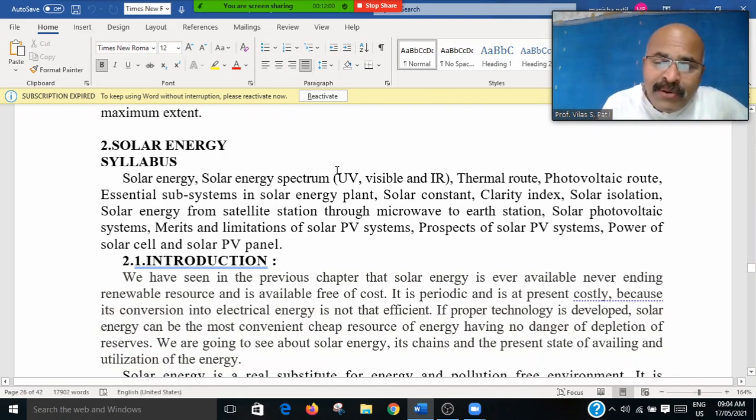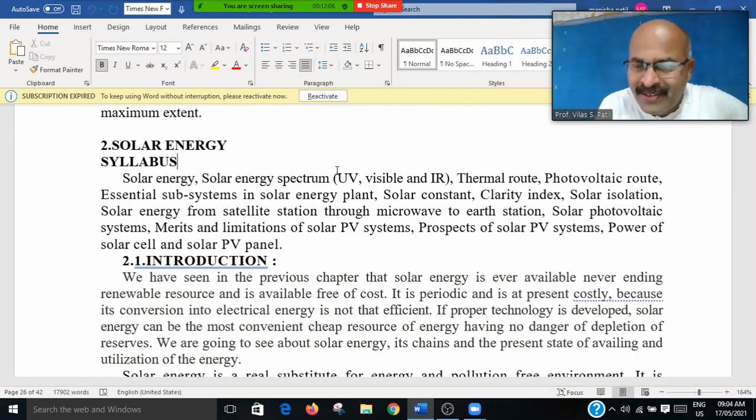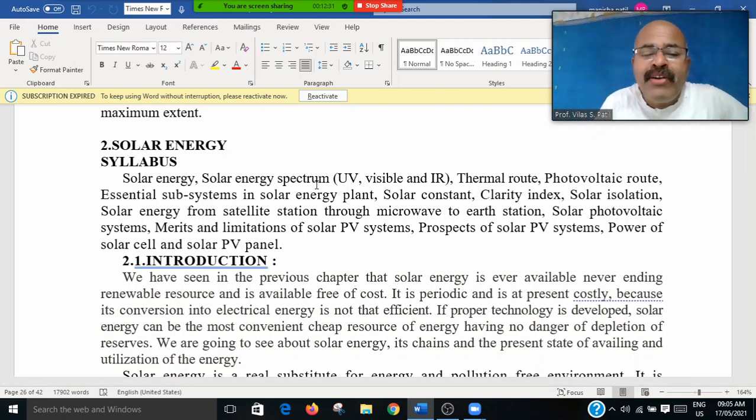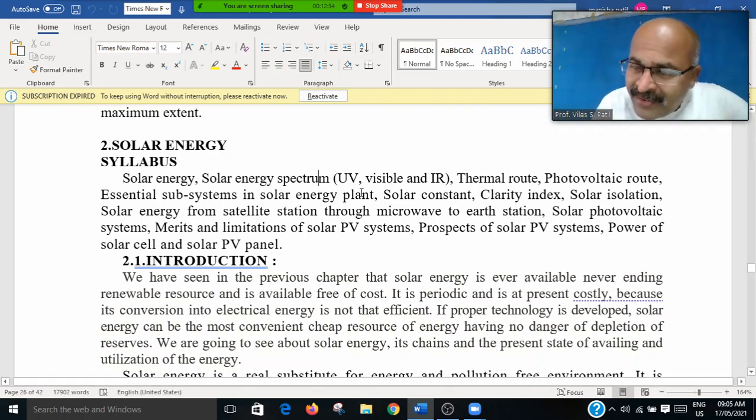That part is visible, but we know that there are some rays which are invisible, whose wavelength is greater than 7,000 Angstrom units, or 7,000 into 10 raised to minus 8 centimeter. The rays beyond the visible range include the ultraviolet rays, which can produce a heating effect in the atmosphere.